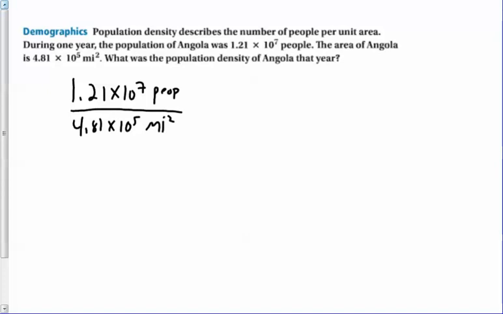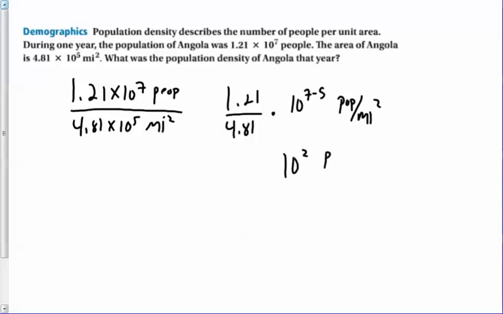So here's what's crazy. I'm going to deal with this 1.1 divided by 4.8 in a moment, times 10 to the 7 minus 5 population per square mile. Okay, so 7 minus 5 is 2. All right, so this is 10 squared, and this is people per mile squared. But 1.1 divided by 4.8 gets me 0.252. Now, this is not in scientific notation because this is a small number smaller than 1.